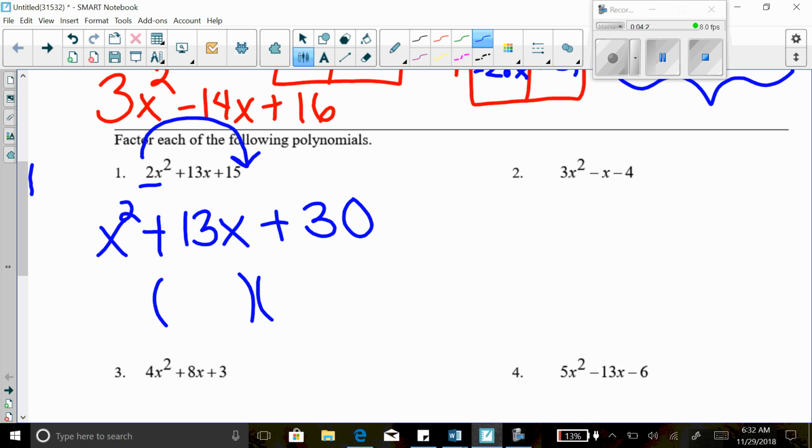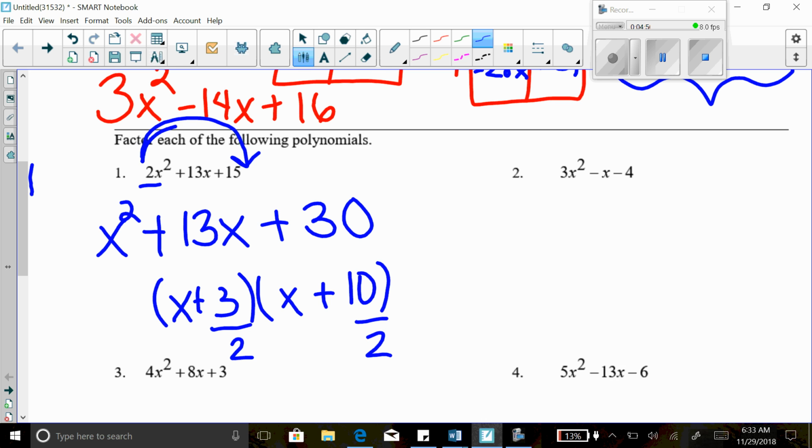So you do your 2 sets of parentheses. Each of them get an x because it's x squared. And now we're looking for 2 numbers that will add to 13, multiply to 30. And those numbers are positive 3, positive 10. So we did our slide. Now you have to do your divide. So now you divide by the number in the front.